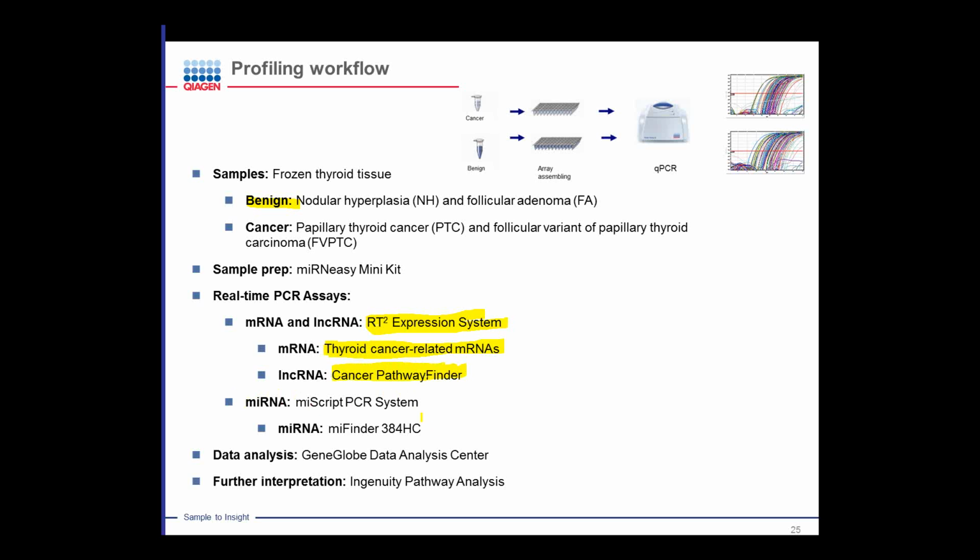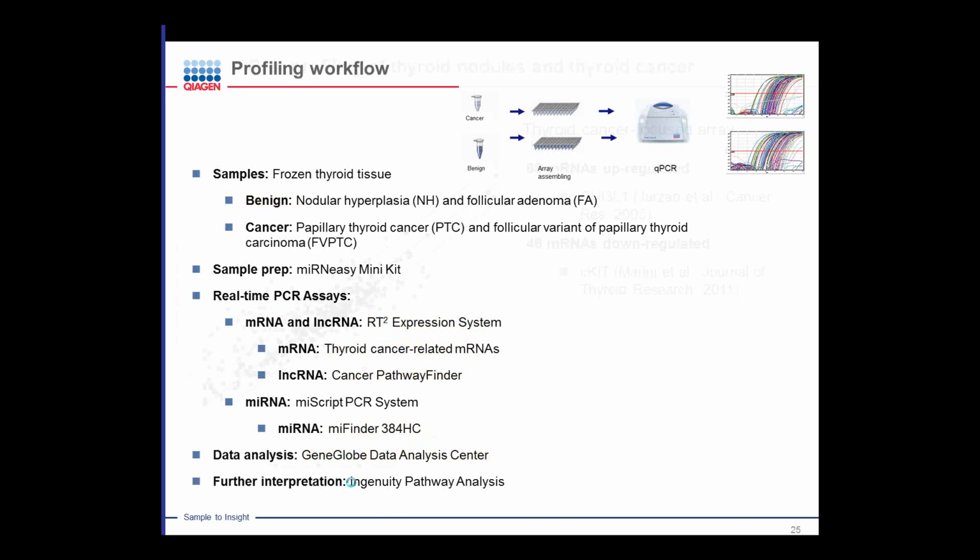For microRNA, using the miScript system, we're using the miRCURY 384 panel. This is a panel of, again, the greatest hits of microRNA that have the most information about them published in the literature. For data analysis, we're using the GeneGlobe Data Analysis Center at QIAGEN's website. And I want to touch a little upon what you do next after that using QIAGEN's Ingenuity Pathway Analysis.